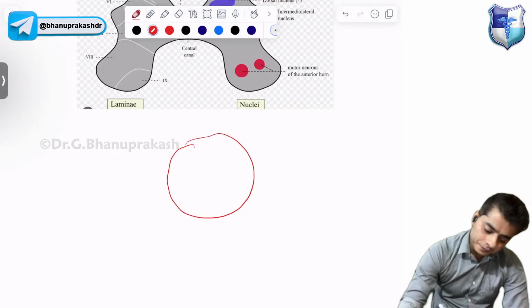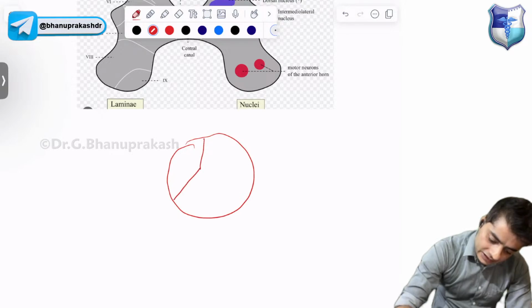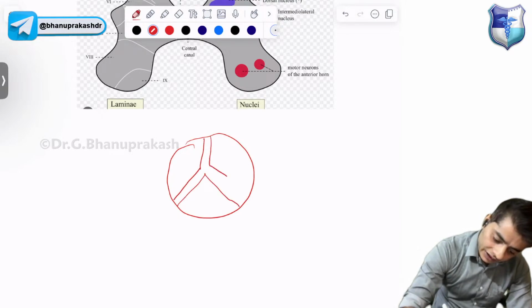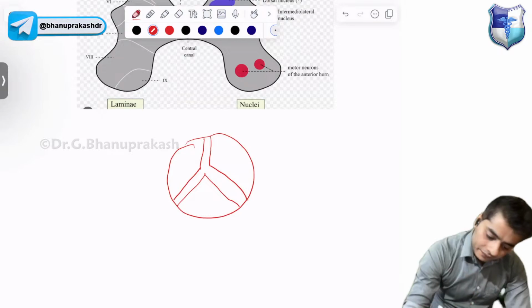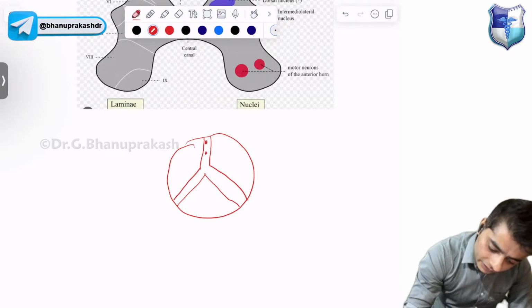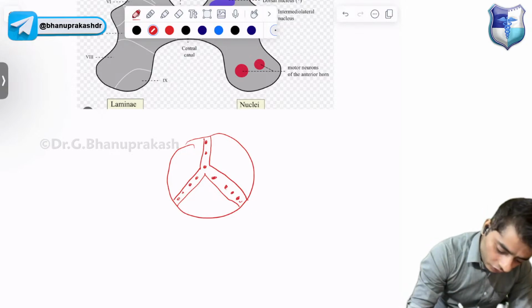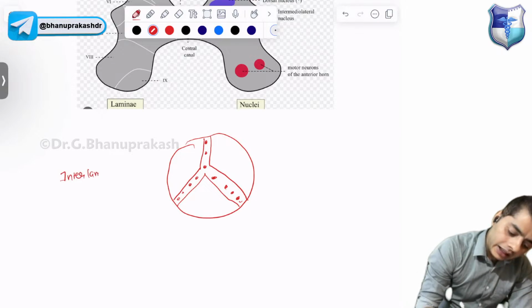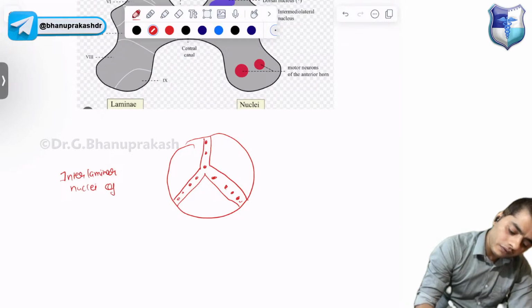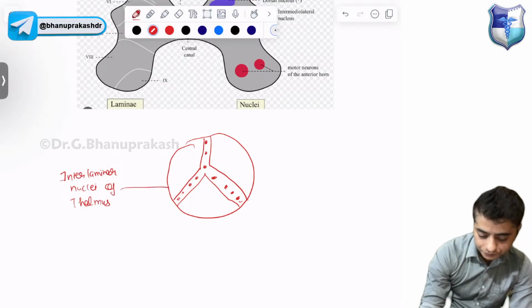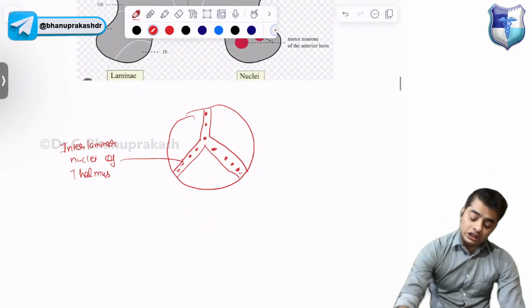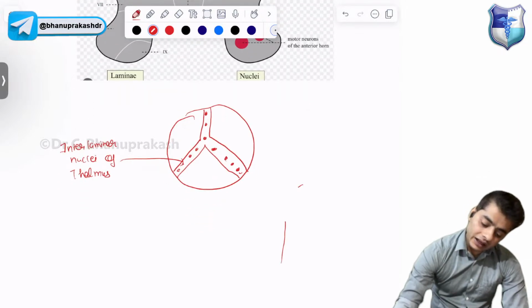This is the thalamus. In the center of the thalamus, there is white matter. And in this white matter, there are some cell bodies of gray matter. These are known as the interlaminar nuclei of the thalamus. Okay.